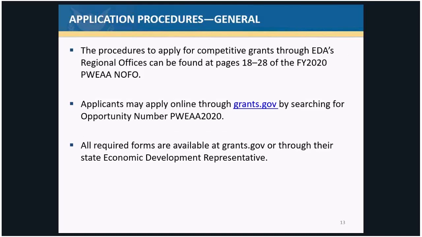The procedures to apply for competitive grants through EDA's regional offices can be found at pages 18 to 28 of the FY 2020 PWIA NOFO. Applicants should apply online through grants.gov by searching for opportunity number PWIA 2020. You'll be able to find all of the required forms to complete your application at grants.gov. If for some reason you're unable to apply through grants.gov, please contact your state's economic development representative. And the names of those representatives can be found at eda.gov/contact.